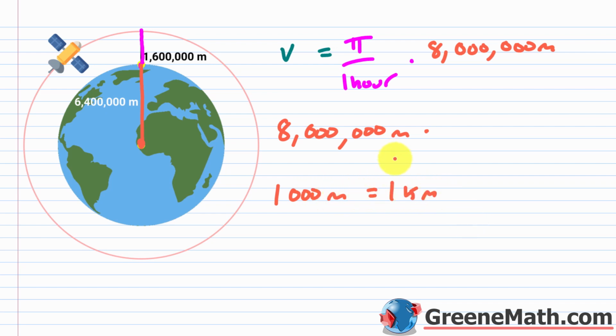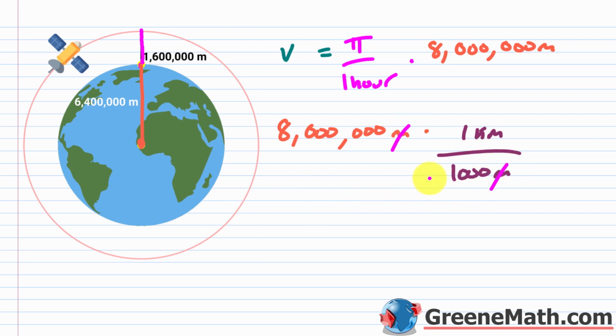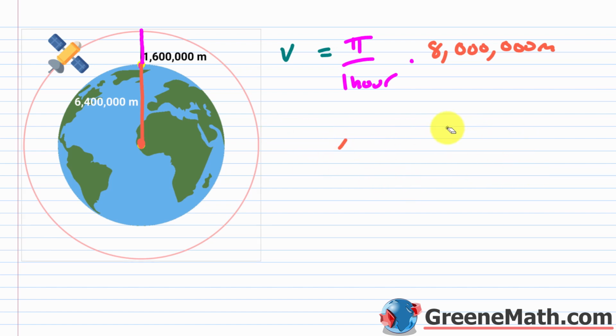You could also use your metric prefix chart. You're just going to move this decimal point 3 places to the left. You could do it that way if you want. It's really up to you. So I'm just going to put this as 1 kilometer up here and then 1,000 meters down here. Can get rid of this. So you can see that the units here are going to cancel. And basically, you're just going to delete 3 zeros if you're dividing by 1,000 or move the decimal point 3 places to the left. So this gives me 8,000 kilometers.